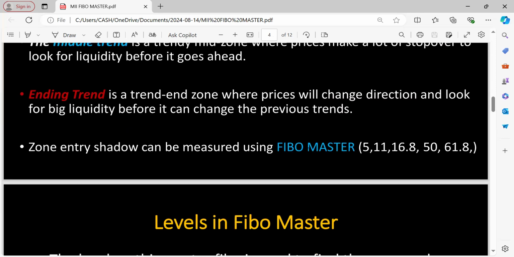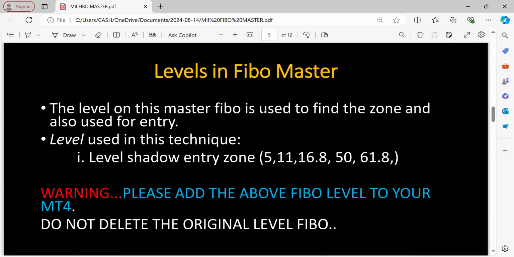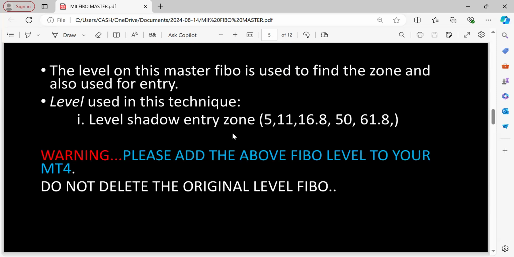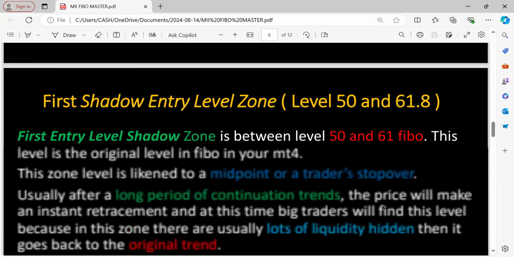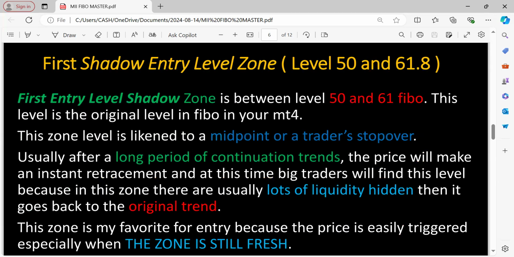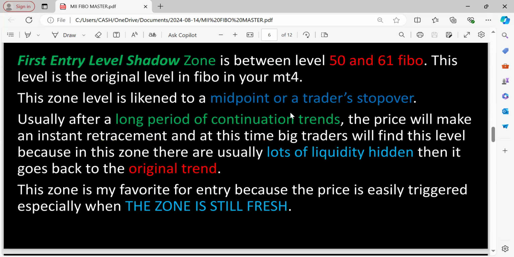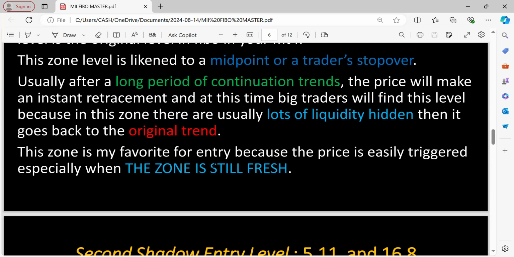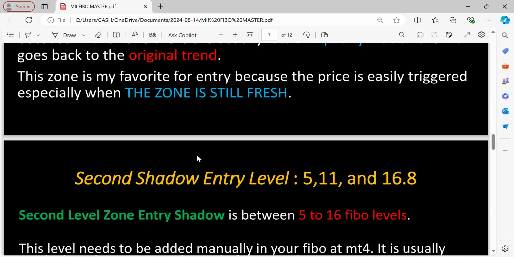Okay, the Fibonacci zone. The levels that I use for entry in our strategy are your 5 levels: 38.2, 50 and 61.8. The 38.2 and 61.8 are not there by default, so you need to add them to your Fibonacci entry. The midpoint is there already. Use the midpoint for a trade after a long period of continuation. At this point, big traders will find this level because in this zone they are back to the original trend, especially when the zone is still fresh.